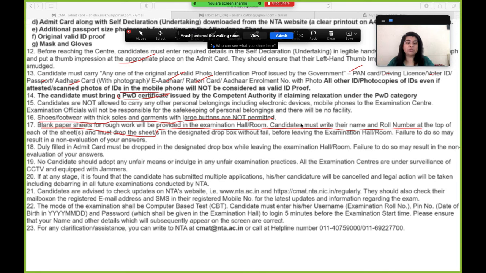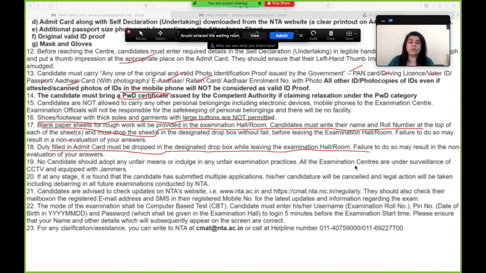You'll be given a drop box in which you have to drop all your rough sheets at the end of the exam. Okay. Duly filled admit card must be dropped in the designated drop box while leaving the examination hall. So while leaving the examination hall, you have to drop your admit card, you have to drop your rough sheets as well. Okay. No candidates should adopt any unfair means or indulge in unfair examination practices.